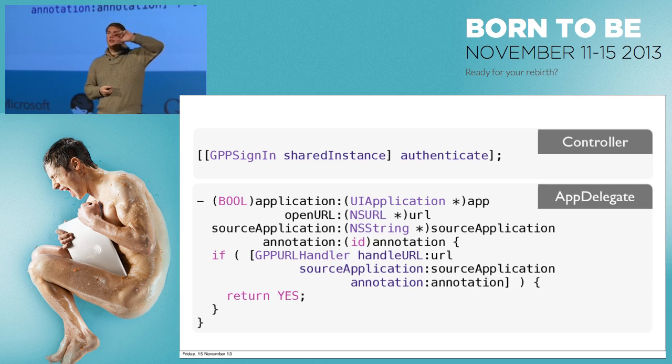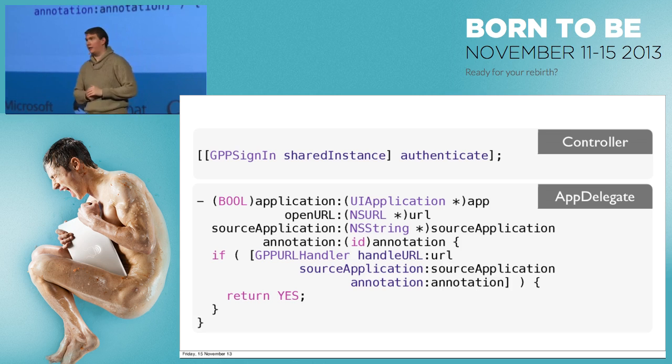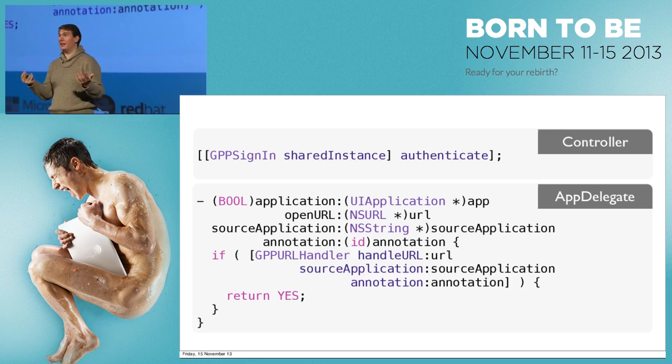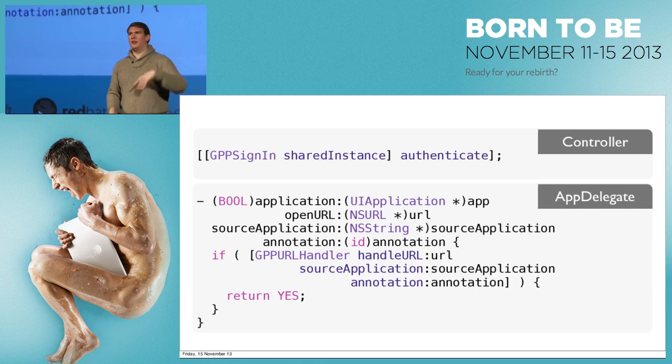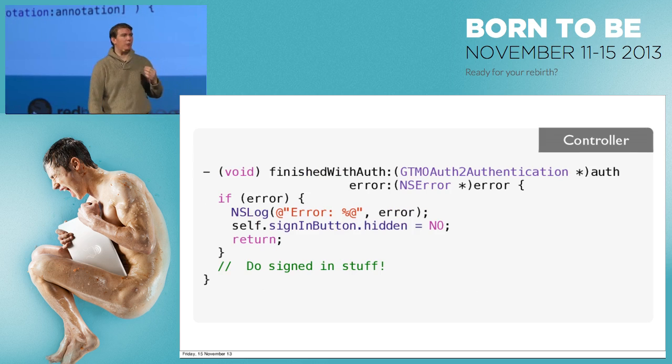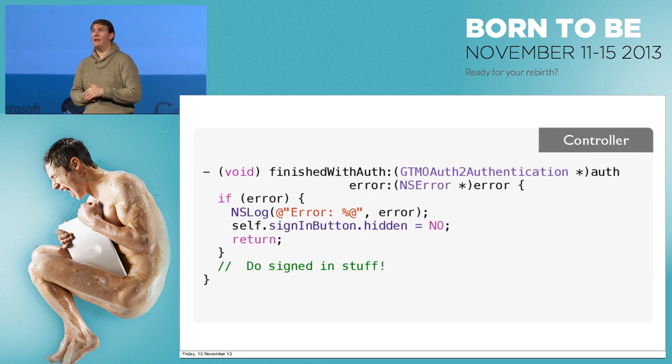The user will be taken out, say, to Google+, they'll choose their account, they'll consent, and then they'll come back to the application. And when they come back to the application, we'll get a call into the application open URL function, just a standard app delegate function, and we can use this little GPP URL handler that's going to also deal with deep links and other kinds of URL, and will eventually take us through to this finished with auth error. And finished with auth error is a very simple callback.